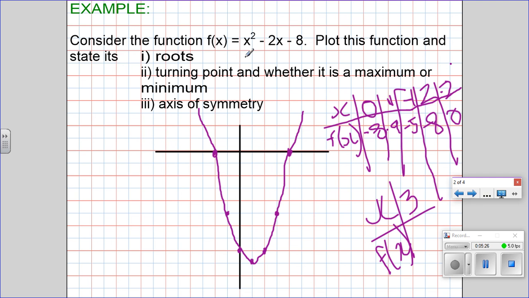Okay, so the first thing we have to figure out is its roots. The roots and the x-intercept are the same thing. Here's your x-axis. Where are you cutting the x-axis? You're cutting it here and here. So your roots happen here or here, and they are x equals -2 and x equals 4. And those are your roots, okay? So the roots are in green.